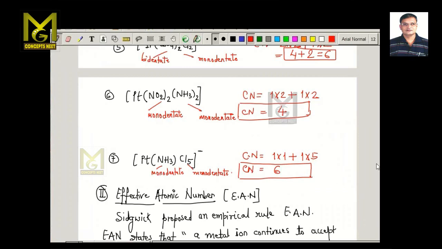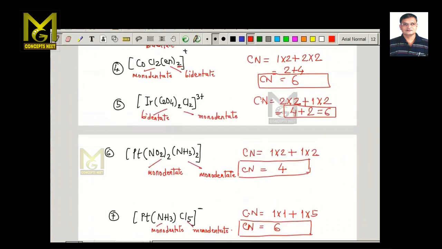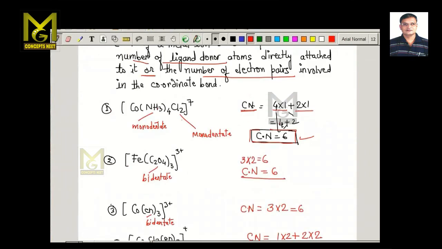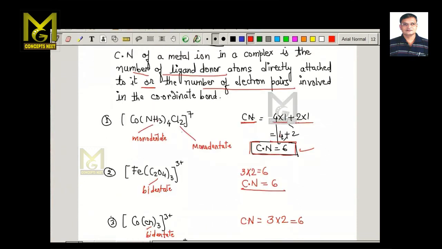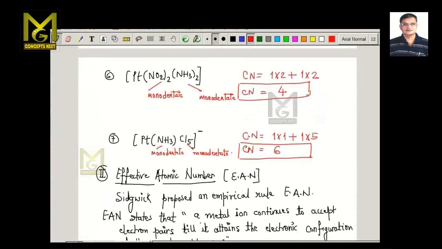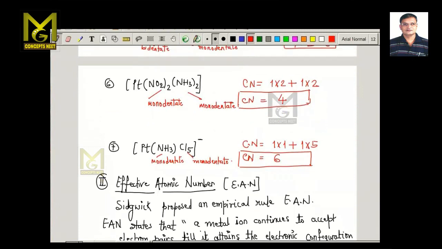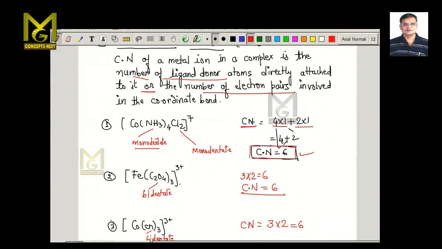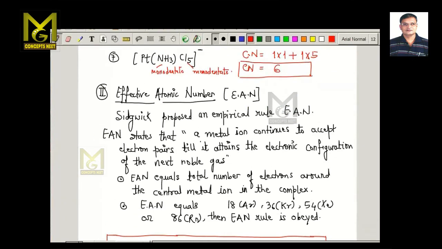So that is the way in which we calculate the coordination number, and this is asked in the NEET and CET examinations. First you have to remember whether the ligand is monodentate, bidentate, or hexadentate. Based on that, you can easily multiply the number of ligands in the complex by the denticity, whether monodentate or bidentate, and calculate the coordination number in a complex.